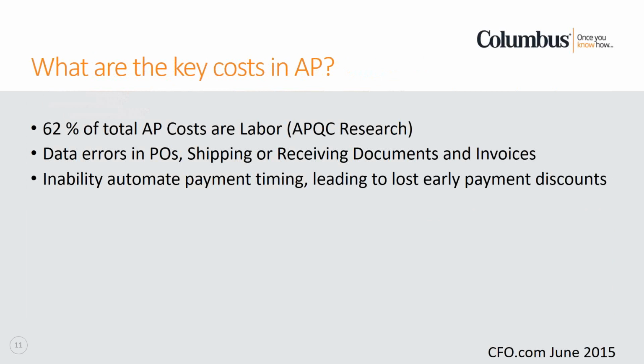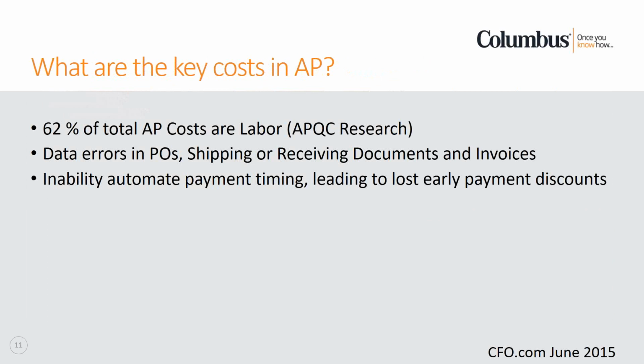From that article, one of the takeaways is: what are the key costs in AP? I think this won't come as a surprise to anyone, but 62% of those AP costs are labor and other cost drivers: data errors in the purchase orders, shipping or receiving documents, and invoices. So clearly data errors are leading to exceptions, and exceptions require more labor to resolve, right? So data errors are a big driver. And then there's the inability to automate payment timing, which leads to lost early payment discounts. Those are the key costs.